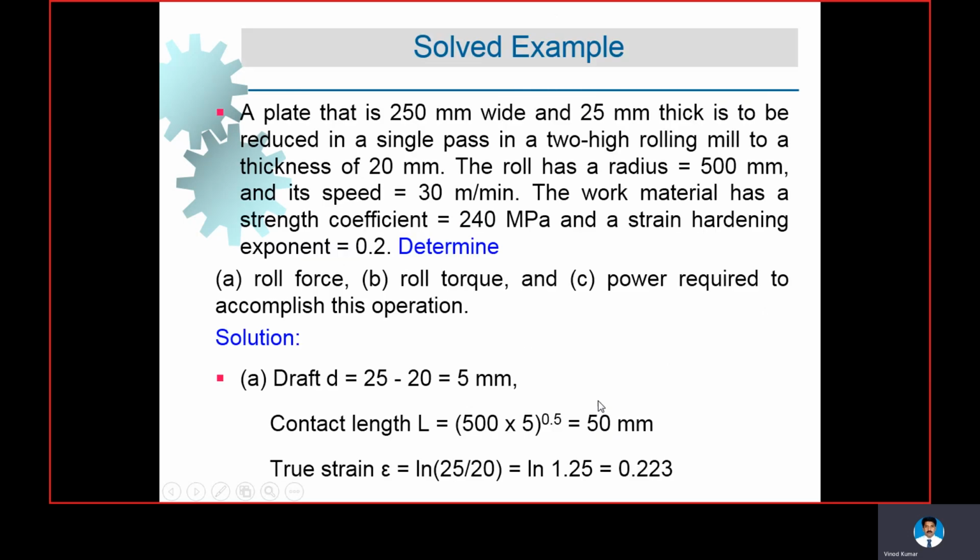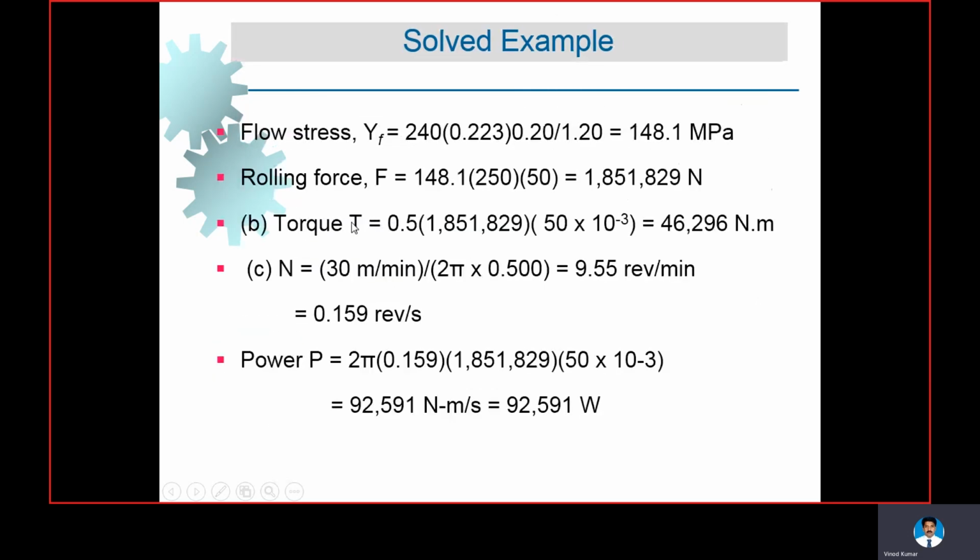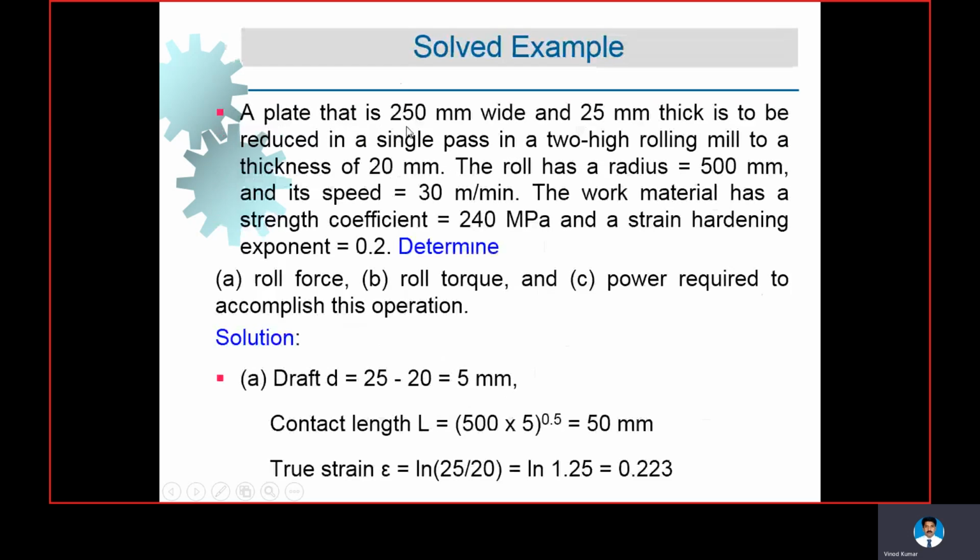One of the solved examples is given here. A plate of width 250 mm and thickness 25 mm is to be reduced in a single pass by a 2-high rolling mill to a thickness of 20 mm. So the initial thickness is 25, the final thickness is 20, and the width is 250 millimeter. The roll radius is 500 millimeter and its speed is 30 meter per minute. The work material has a strength coefficient K of 240 megapascal and strain hardening exponent n of 0.2. Determine the roll force, roll torque, and power required.